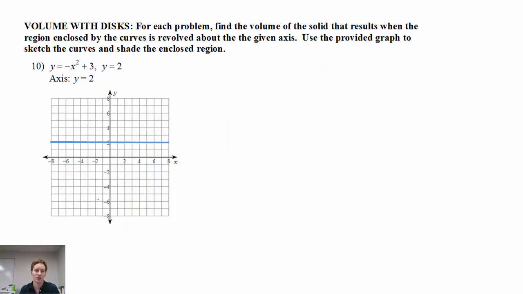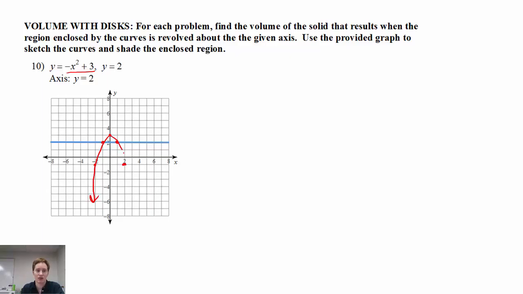Anyway, number 10, we're rotating around the line y equals 2, and that's also one of our boundaries. We're going to graph this, which starts at 3 and then goes down 1 each direction. So we've got a parabola here.